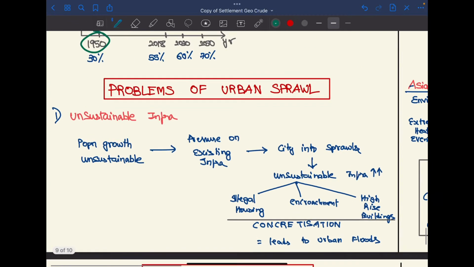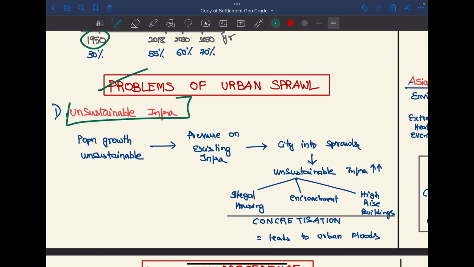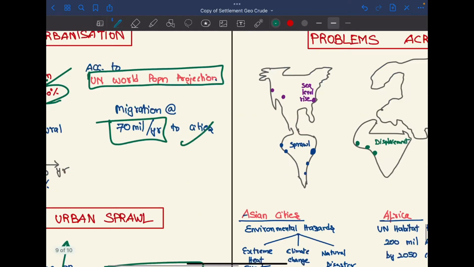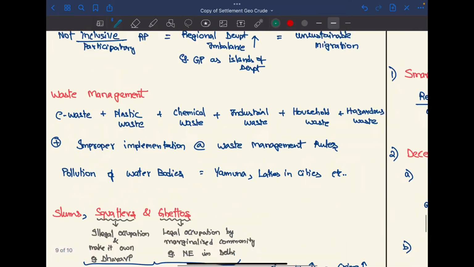So what are some of the problems with urban sprawl? The first one is unsustainable infrastructure. The population growth is unsustainable, and the existing infrastructure is already pressurized, so the pressure will be even higher. This will lead to cities growing into sprawls, which will develop unsustainable infrastructure, for example, illegal housing, encroachments, and high-rise buildings. This will lead to concretization and urban floods, for example, in Chennai.